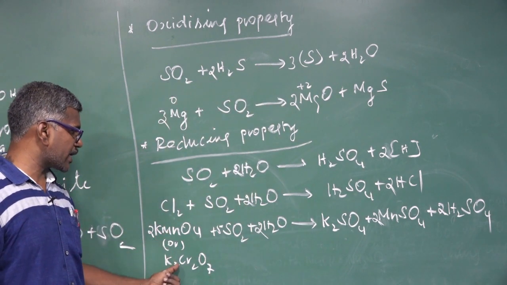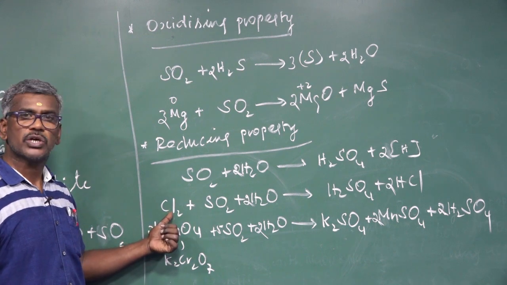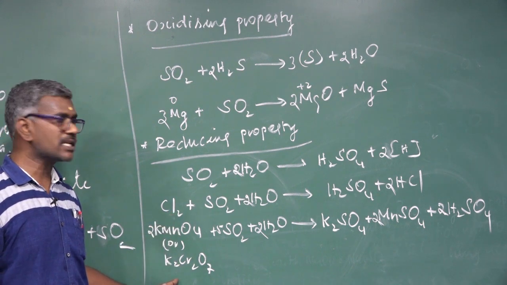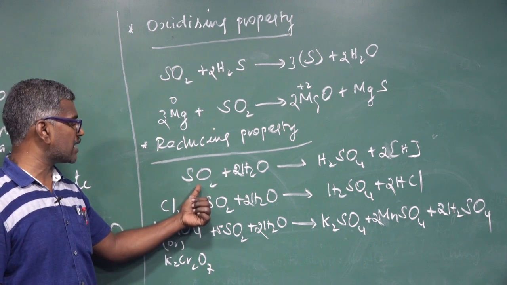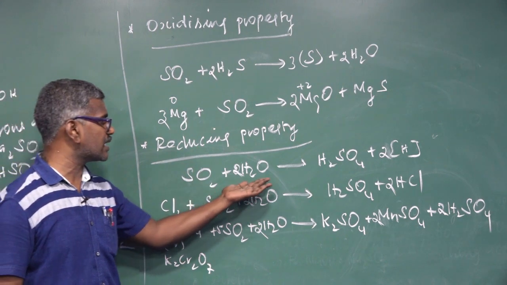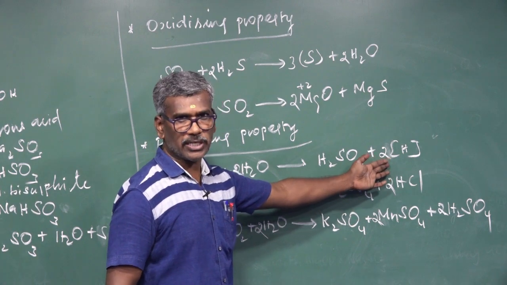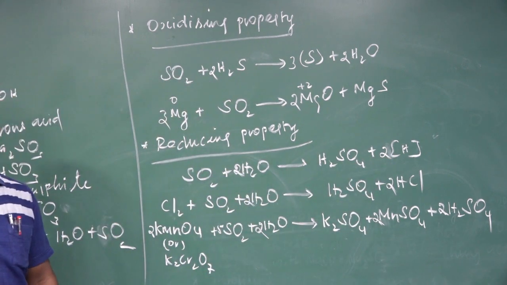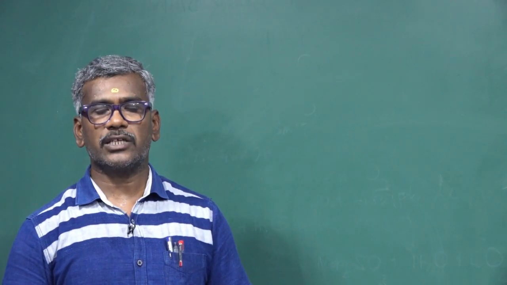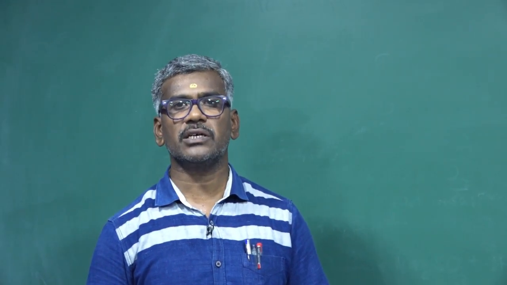Potassium permanganate, potassium dichromate, Cl2, these are powerful oxidizing agents that react with the reducing property. SO2 acts as a reducing agent in the presence of moisture to produce nascent hydrogen. Another one is the reaction with oxygen. Another chemical property of SO2: reaction with oxygen.